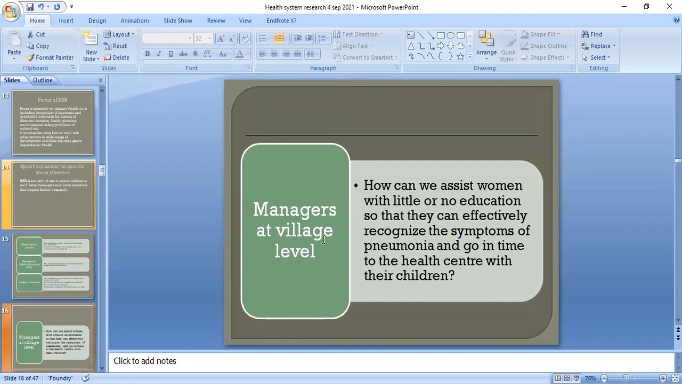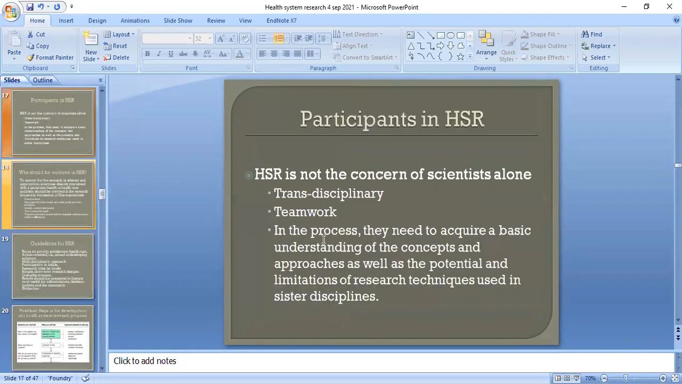Now, at the level of managers at the village levels, the question may arise: how can we assist women with little or no education so that they can effectively recognize the symptoms of pneumonia and go in time to the health center with their children?